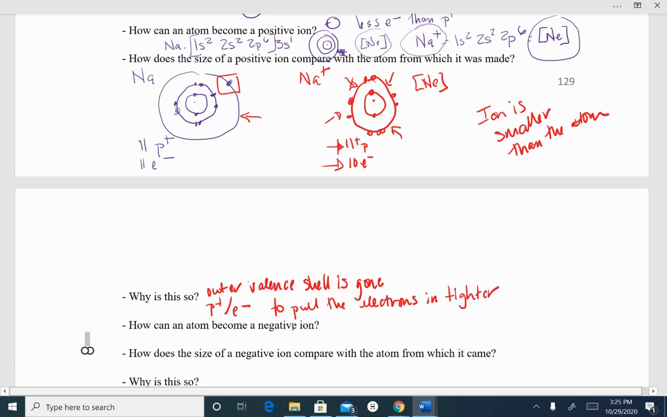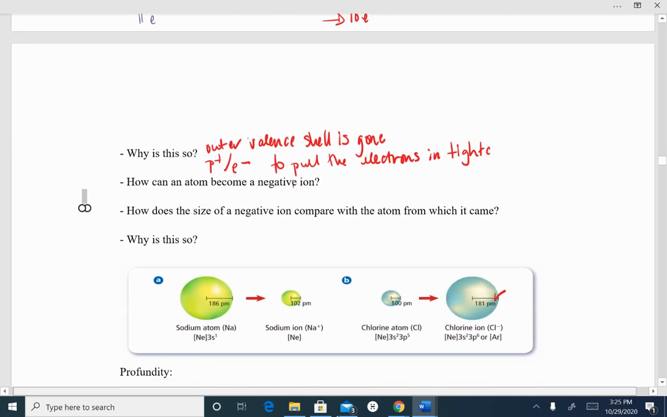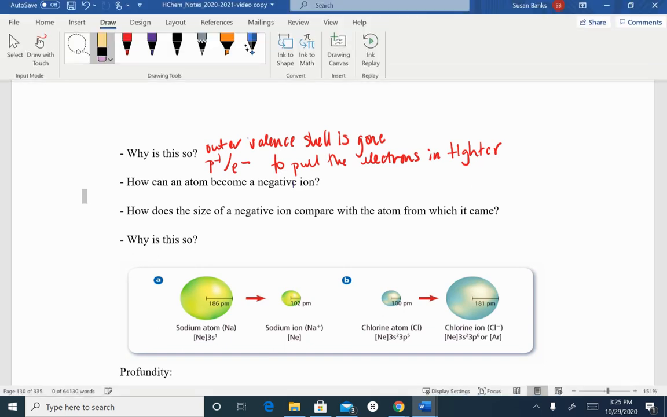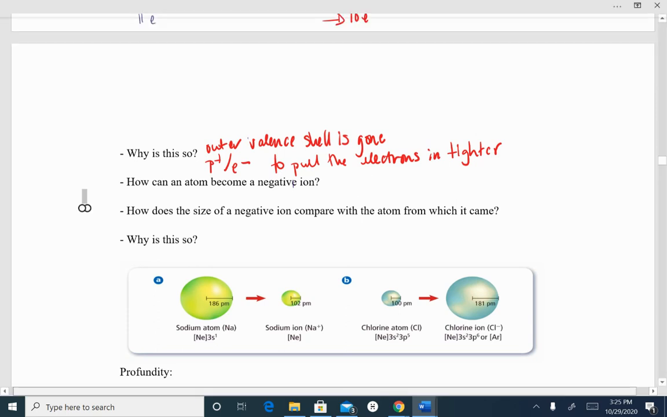How can we make a negative ion? If I can make a positive ion by getting rid of electrons, can I make a negative ion by adding electrons? Yeah, I make a negative ion by adding electrons.